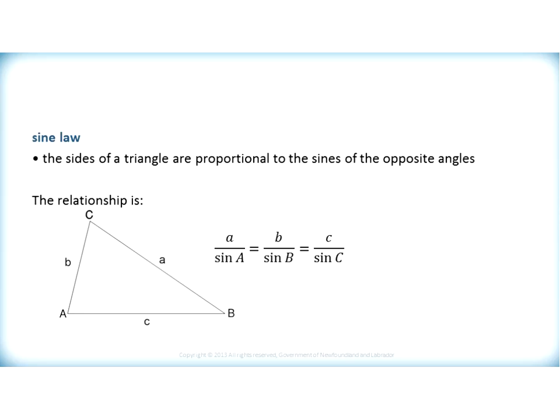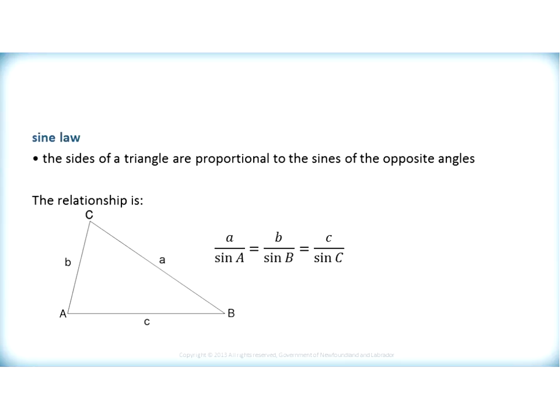So here is the sine law. We've been talking a lot about it. Here we're actually getting the definition. In the sine law, the sides of a triangle are proportional to the sines of the opposite angles. So the relationship, if we have triangle ABC, as you see listed here, we can define all of our ratios of our sides to our sines of our angles.